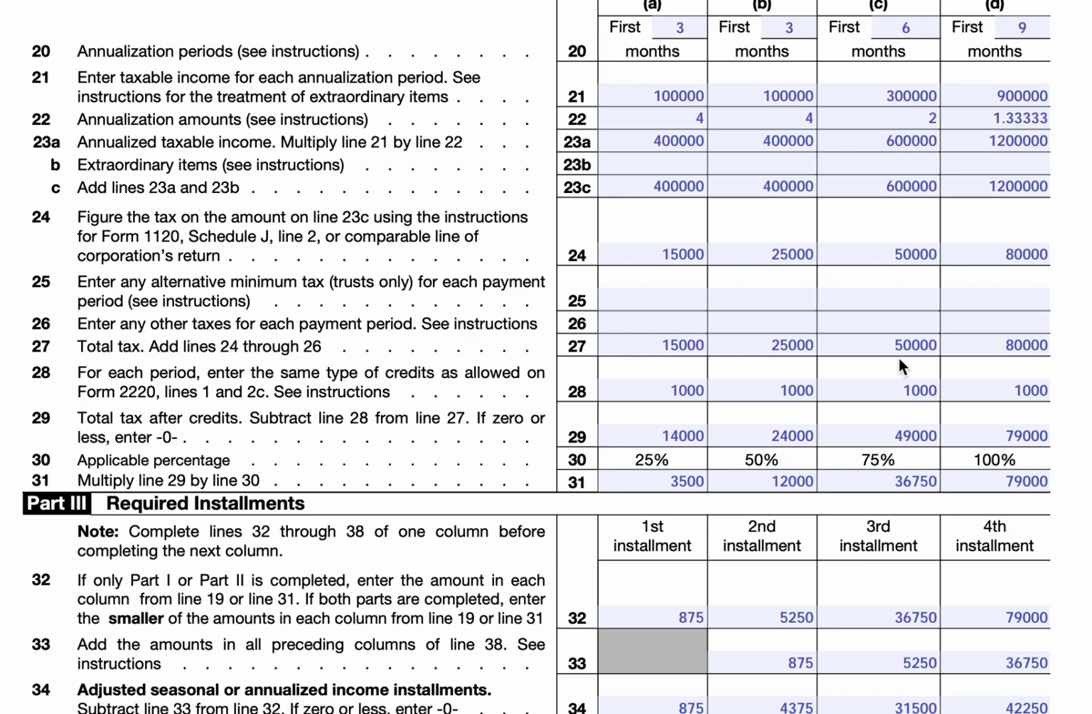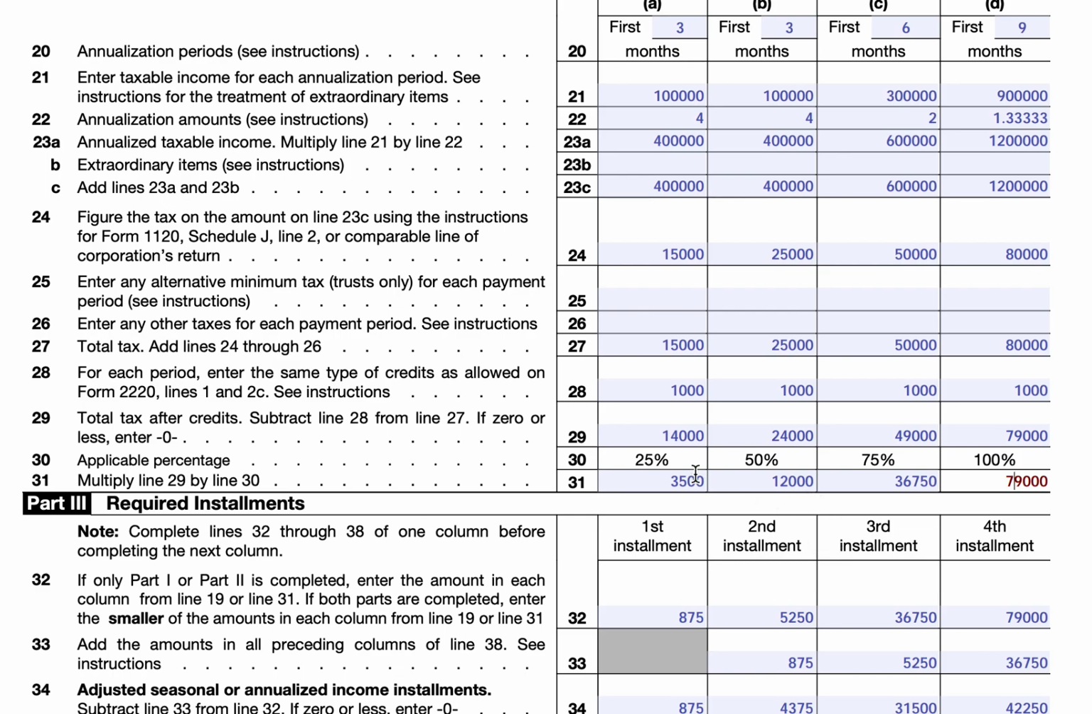So we simply carry down these. Those are the total tax numbers. And then for each period, enter the same credits that were allowed. We put $1,000 across the board. Enter the total tax after your credits. 14,000, 24,000, 49, and 79,000. And then there's an applicable percentage that's auto-populated into here. And you simply multiply line 29 by this amount. And we've got our required tax payments throughout the year.